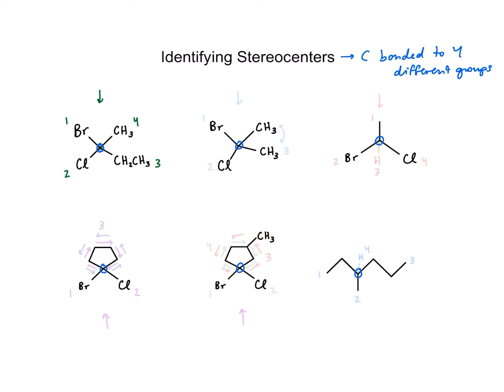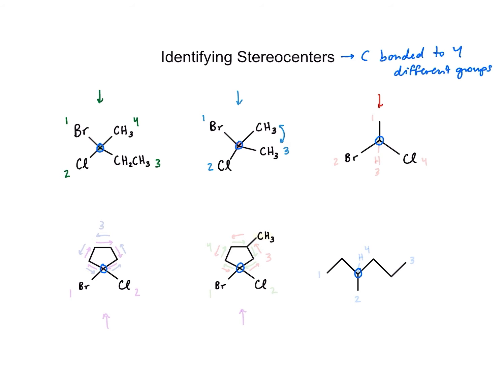Next, we'll go to our second example, which looks pretty similar. We just have one different group than our first example. So let's count again. We have a bromine, a chlorine, a methyl group, but then we have another methyl group. So are these unique from each other? No, they are not. So this only has 3 unique groups. So this is not a stereocenter.